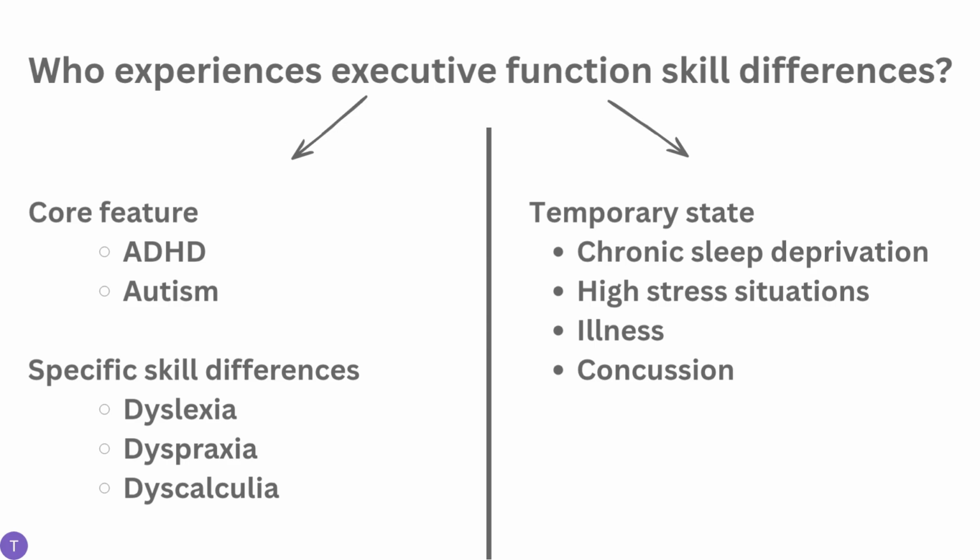Unfortunately, the research is pretty thin on dyscalculia, but we know that there are specific differences, particularly in working memory. Now, it's not just our neurodiverse kids that experience these things. We all know that there are certain states that we can be in that can make executive function skills more difficult, but these tend to be temporary states. For example, chronic sleep deprivation, extremely high stress situations, illness, and concussion.